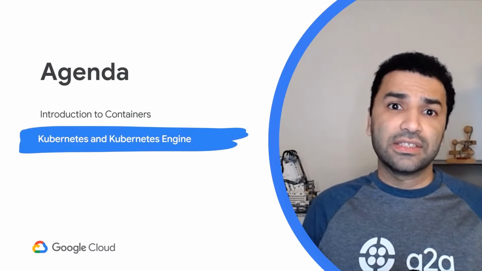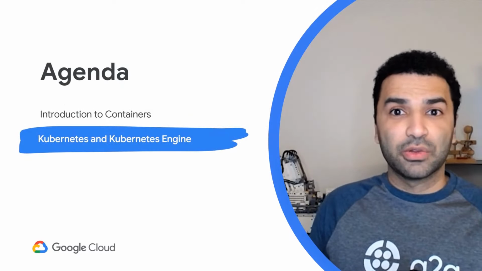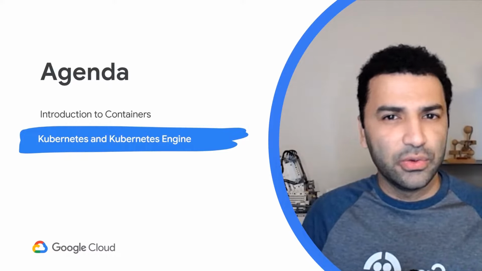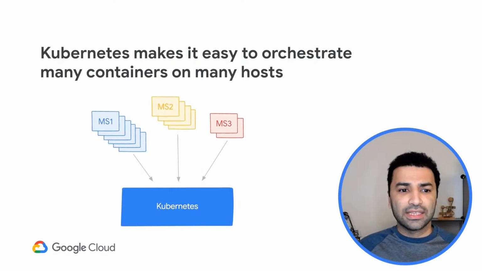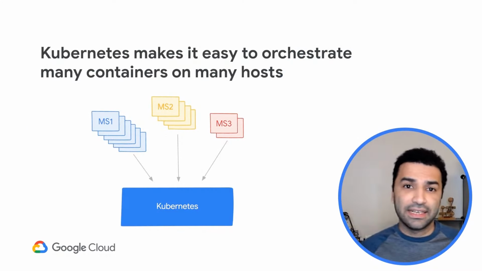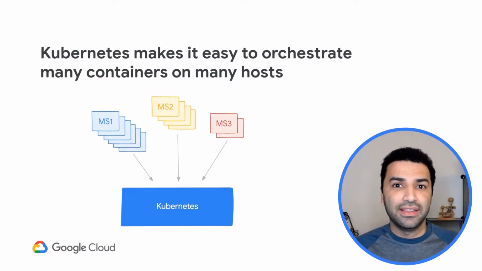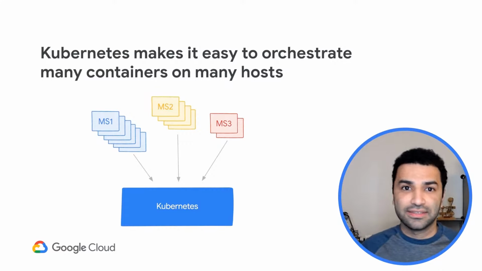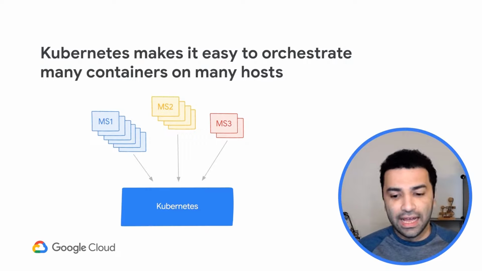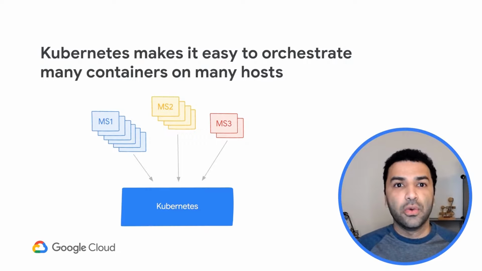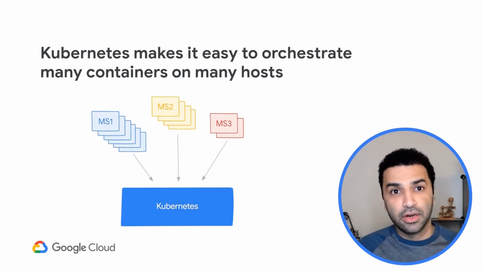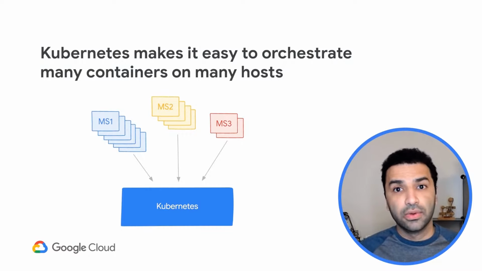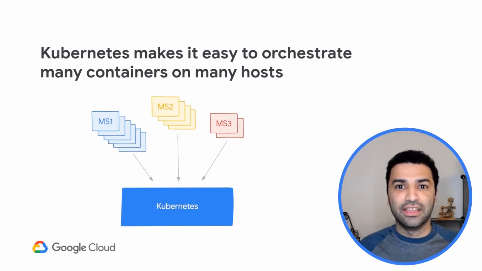So this leads us to an introduction to what Kubernetes is exactly and what it is doing. The story behind Kubernetes: at Google, we have been using containers since many, many years ago, and we decided to open source a similar version of the container orchestration system that we use internally at Google, and we call it today Kubernetes.